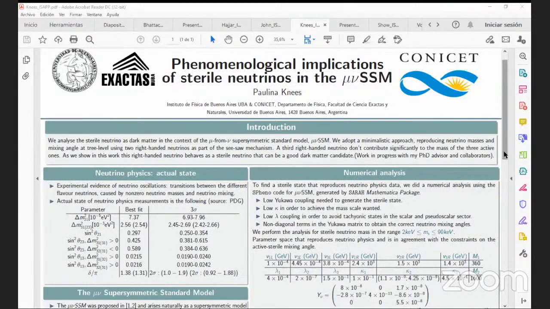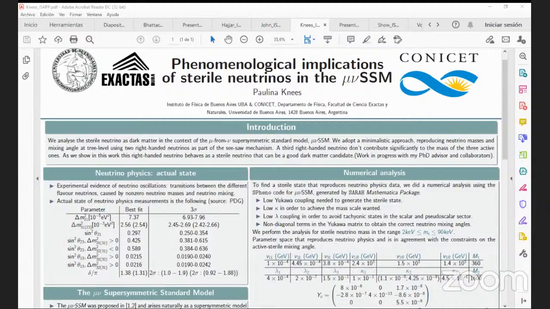So what we did was, first of all, a numerical analysis. We used SPheno code generated by SARAH, a Mathematica package, to scan the parameter space needed to reproduce neutrino physics with this sterile state in the model. As I said before, we need a low Yukawa coupling, a low kappa in order to obtain the mass scale. And also we need a low lambda coupling in order to avoid the tachyonic states that appear in the scalar and pseudoscalar sector.